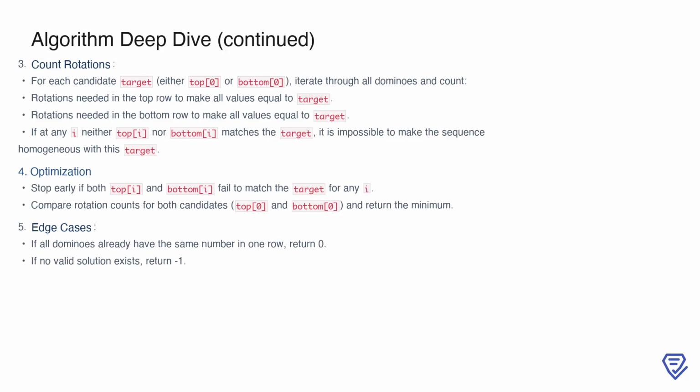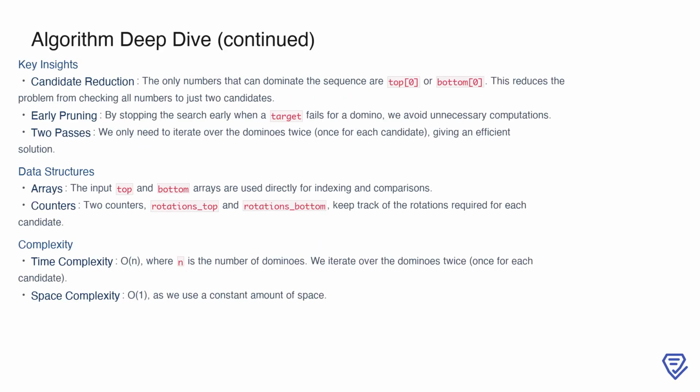On the other hand, if no valid solution exists, we return -1. The algorithm is efficient because it leverages several key insights. First, the candidate reduction principle ensures we only need to check two numbers, top 0 and bottom 0, rather than all possible numbers in the sequence.